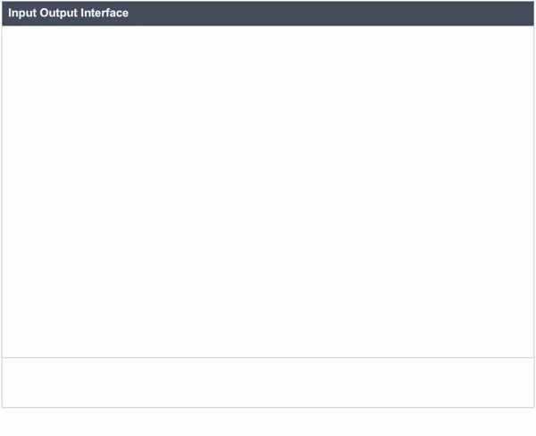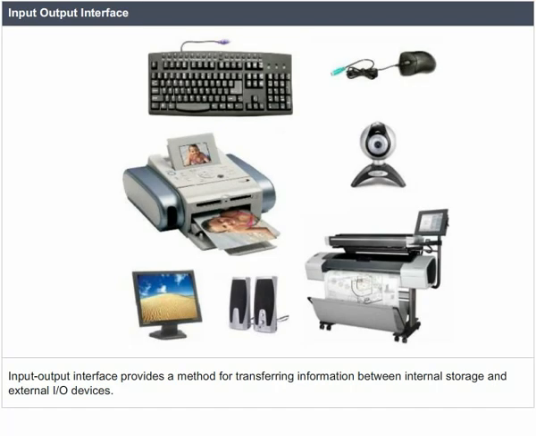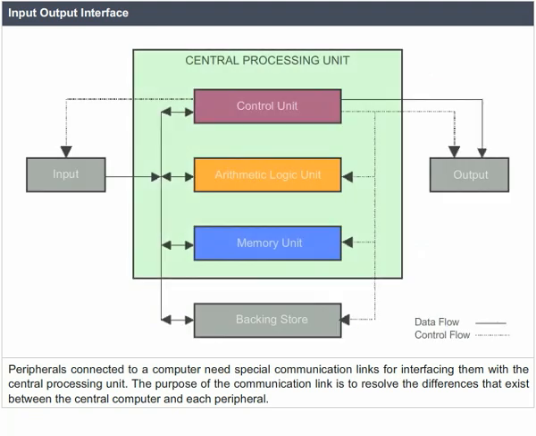Input-output interface. Input-output interface provides a method for transferring information between internal storage and external input-output devices. Peripherals connected to a computer need special communication links for interfacing them with the central processing unit. The purpose of the communication link is to resolve the differences that exist between the central computer and each peripheral.